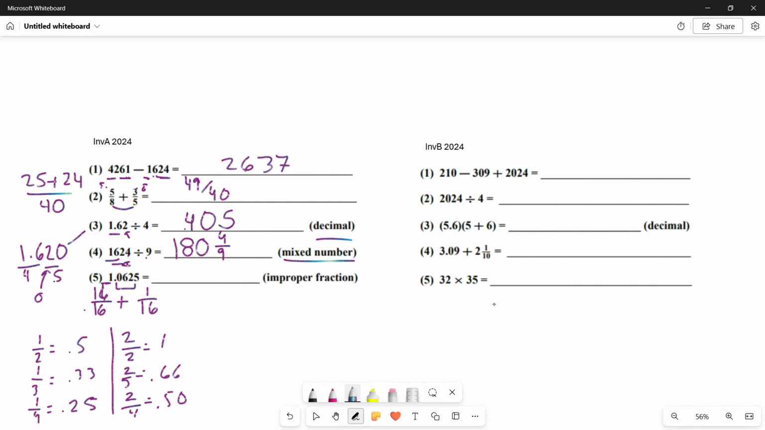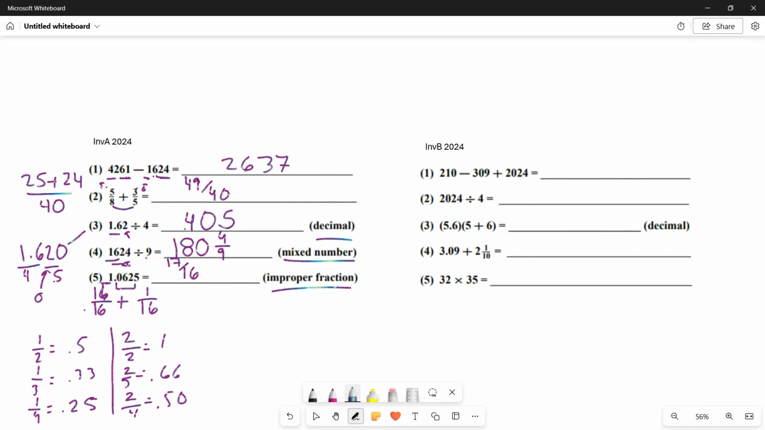So this is what my brain's thinking. 16 over 16 plus 1 over 16. Add the numerators, that's 17 over 16. And it wanted it to be an improper fraction. So that just means it wants the top heavy number.